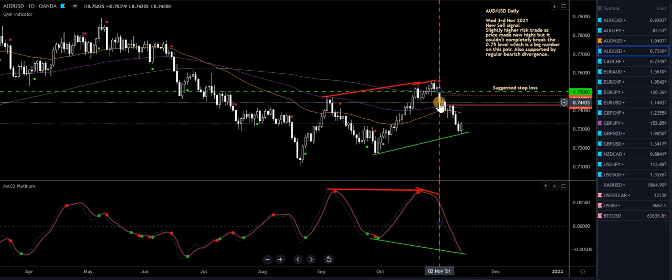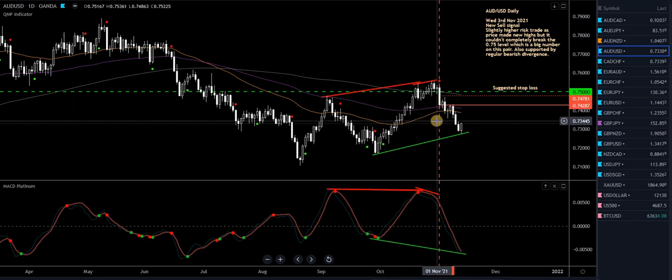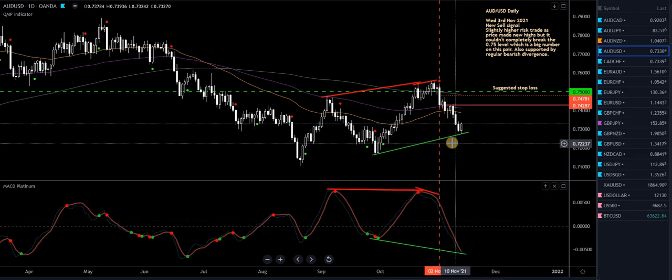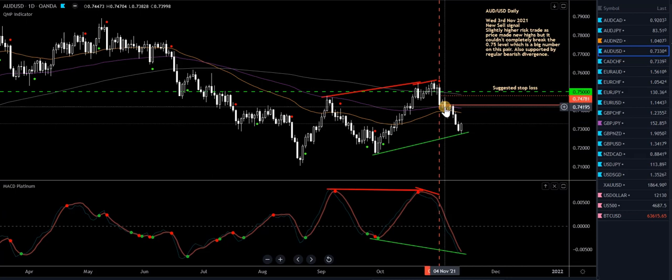Now, we've taken a sell here. So that's what that dates. We took it on the open of the 3rd of November. Going back to 3rd of November. It's my mum's birthday. That's how I know the day. 3rd of November. Taking a sell.